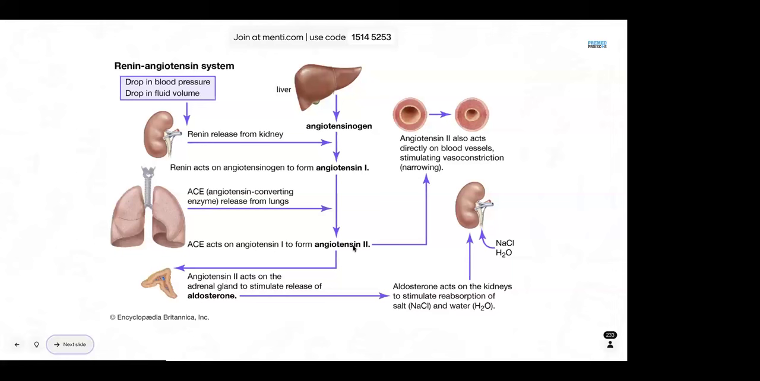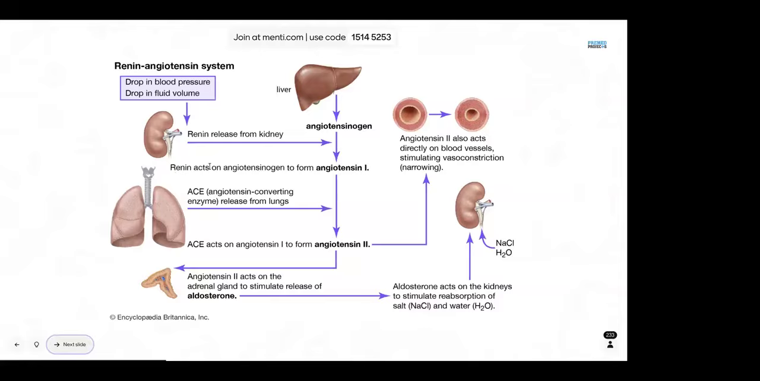Angiotensin 2 is the active form, and it acts on the blood vessels to vasoconstrict them, making them narrower, therefore increasing blood pressure. It also acts on the adrenal gland to secrete aldosterone. Aldosterone then acts on the kidney to tell it to reabsorb more water and more sodium. And from then, the blood pressure rises as well.